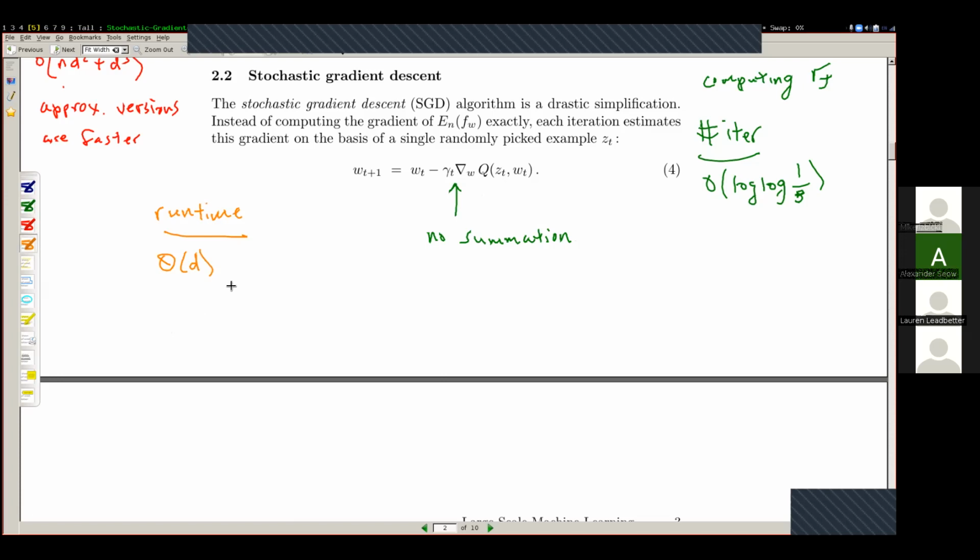But then the downside is that the number of iterations that we'll need is going to be larger. The number of iterations will be O of 1 over rho. So we've taken away that logarithm. So it's very, very many iterations larger, but potentially much, much faster runtime.